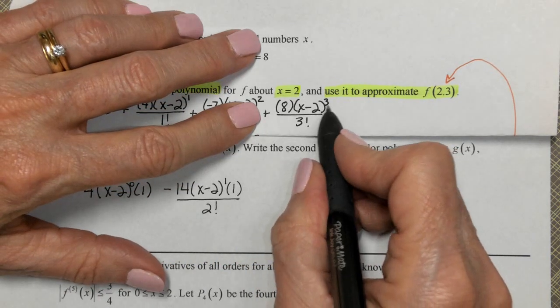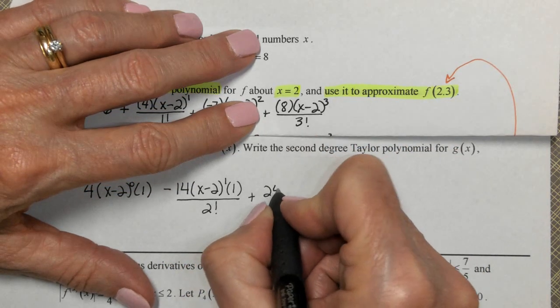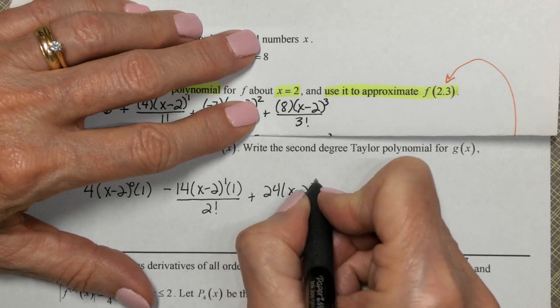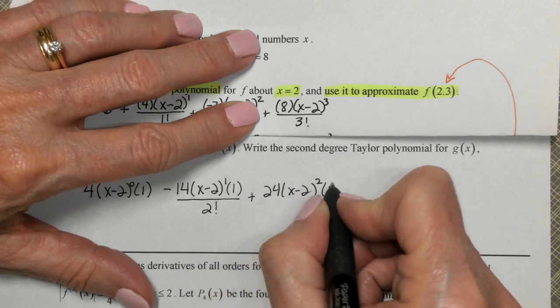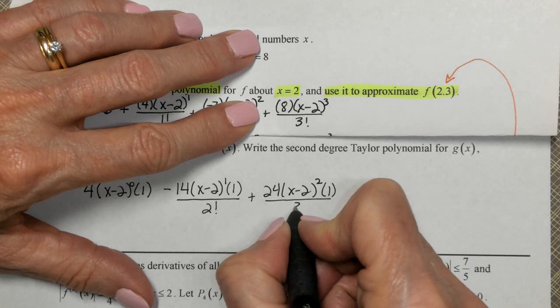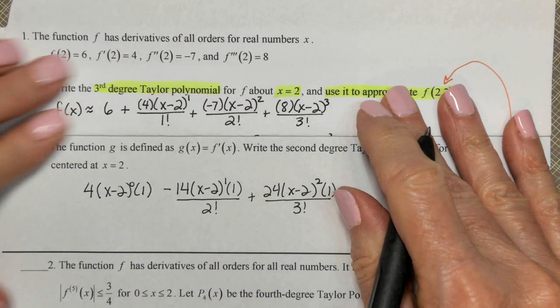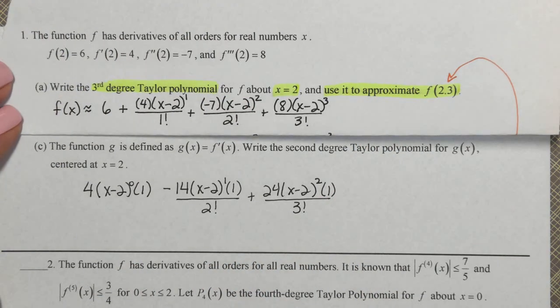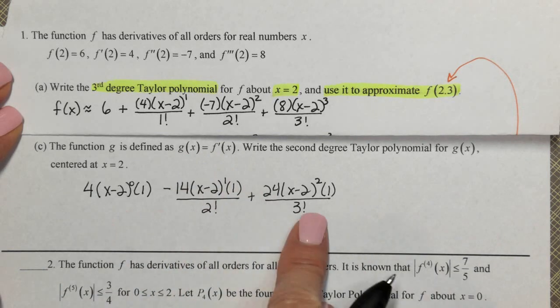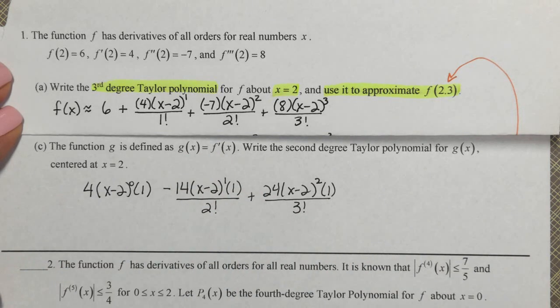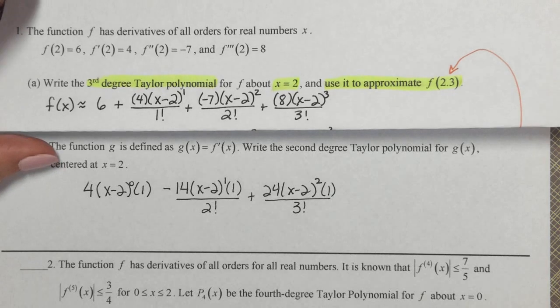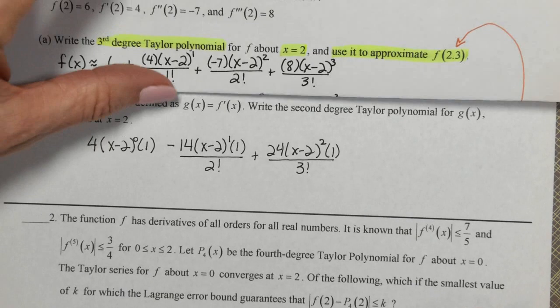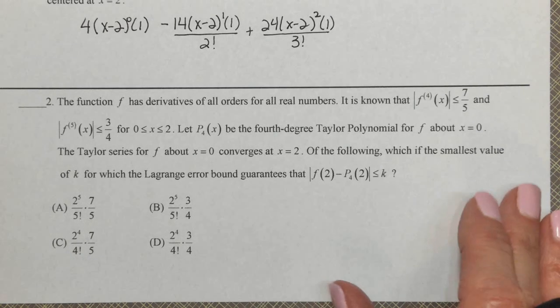Next term, 3 times the 8 is 24. Decrease your power by 1. Multiply by the derivative of the inside. All divided by 3 factorial. And that is not cleaned up, but you know what? I'm just going to leave it like that because this is an FRQ. That is a second degree Taylor polynomial for g about x equals 2. Okay? Alrighty. So a nice little FRQ using Lagrange.